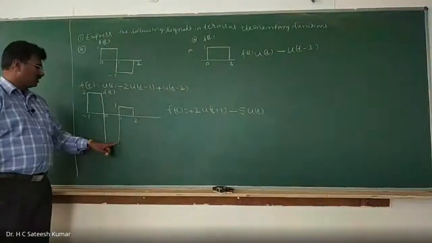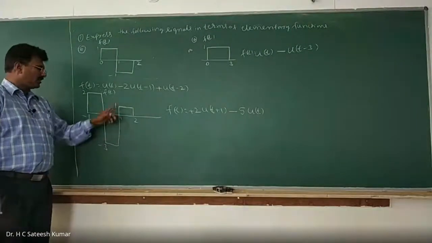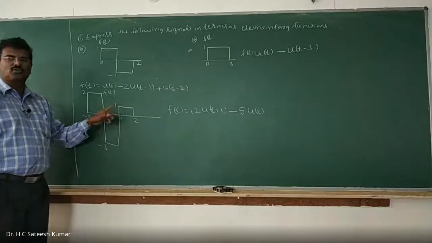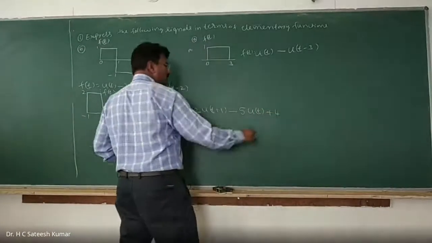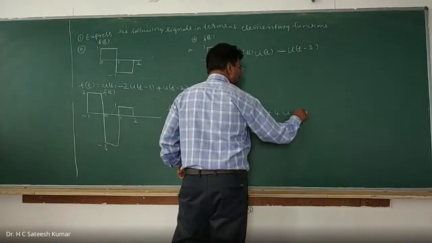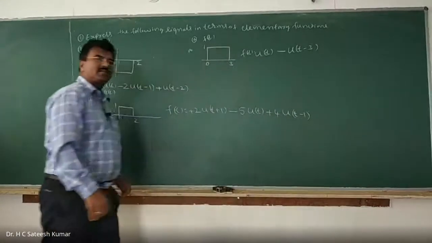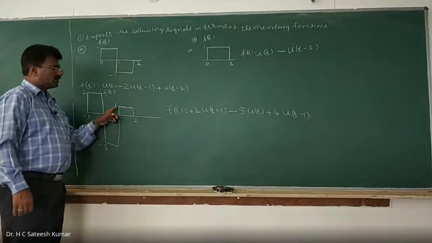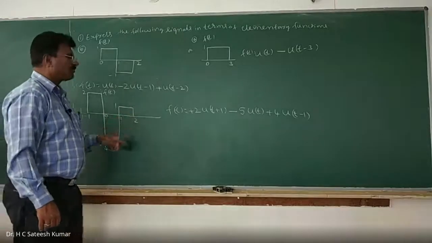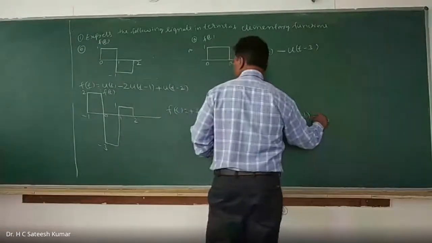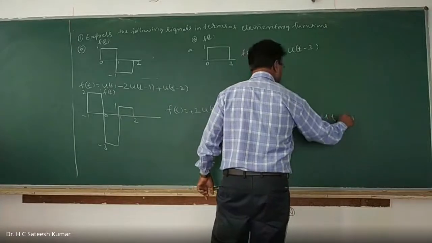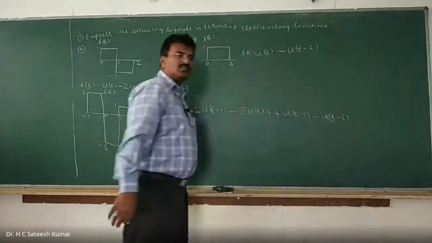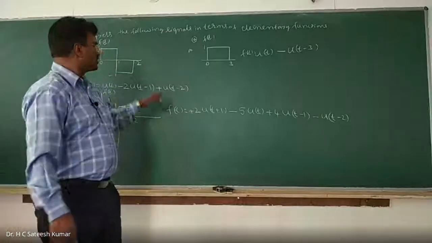Now, at 1, up by what? 3 plus 1, 4 units. Plus 4. Plus 4 at 1 means u of t minus 1. Next, at 2, fall by 1 unit. Fall means minus 1, u of t minus 2. That's it. So you don't need to sketch any of the signals, u of t minus and so on.